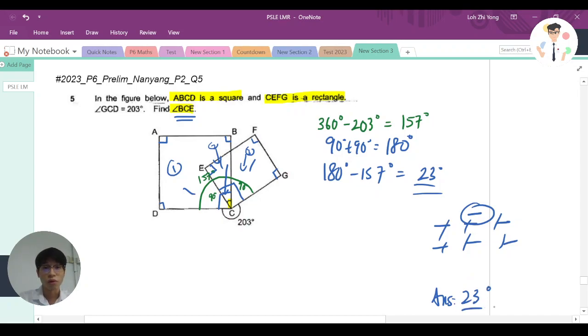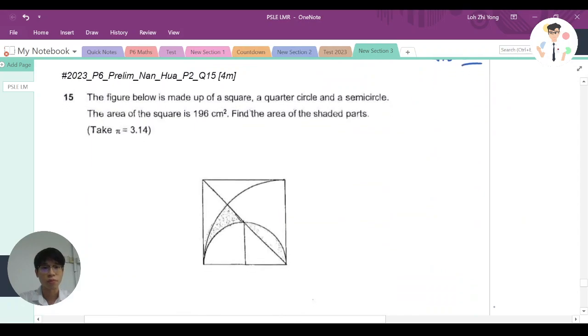So let's move on to our next question, which is from paper 2, question 15. Okay, a very simple question. It's not hard, but you need to think a little bit. Now this question says that the figure below is made of a square, a quarter circle, and a semicircle, which is at the bottom. The area of the square is 196 cm square. So you know that the area is 196 cm square.